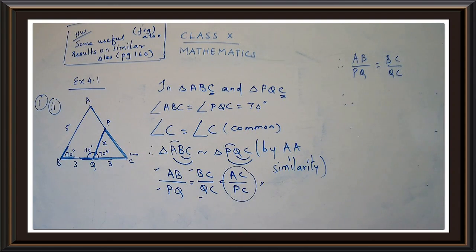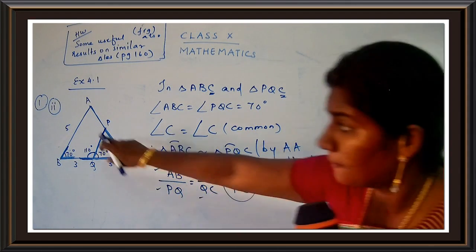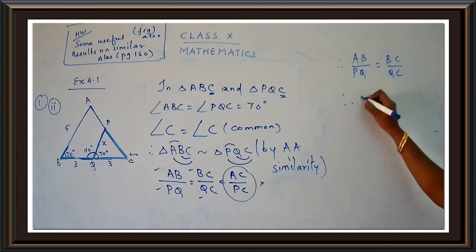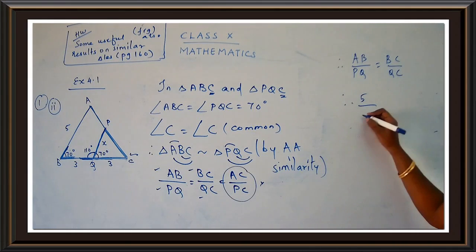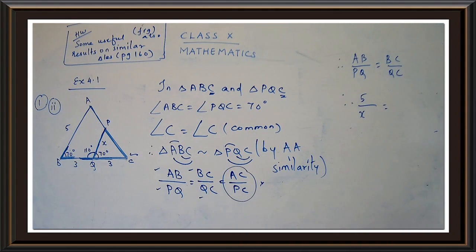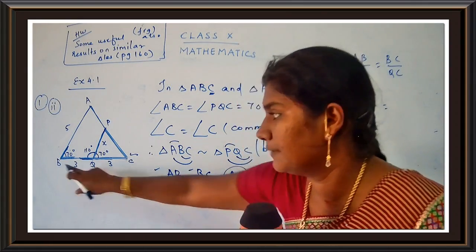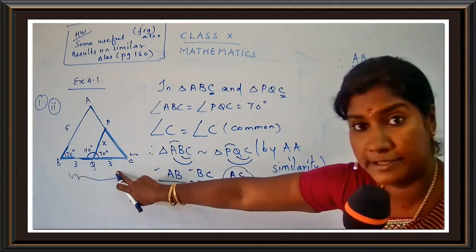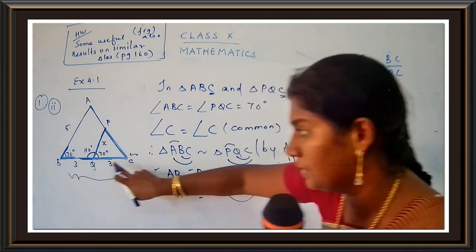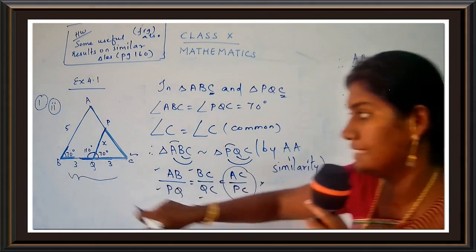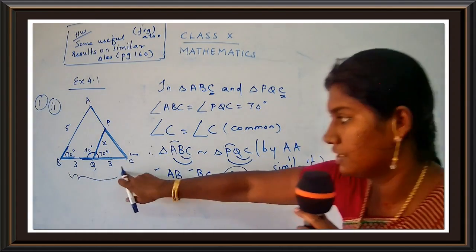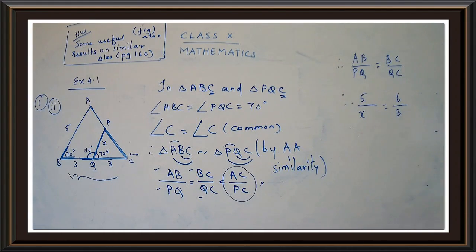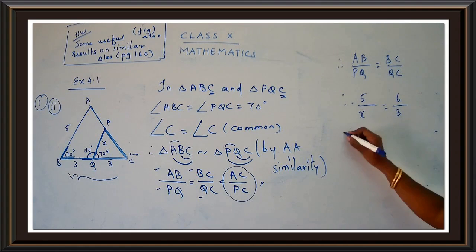Let us put the value. What is the value for AB? The AB is 5. So 5. What is PQ? PQ is X. So 5 upon X is equal to BC. What is BC? BC is 3 plus 3. BC is the whole value. Okay, children, don't just put here 3. BC means from here to here. That means 3 plus 3. That is 6. What is QC? QC is 3. So upon 3. That's all. Now we are going to simplify it further.